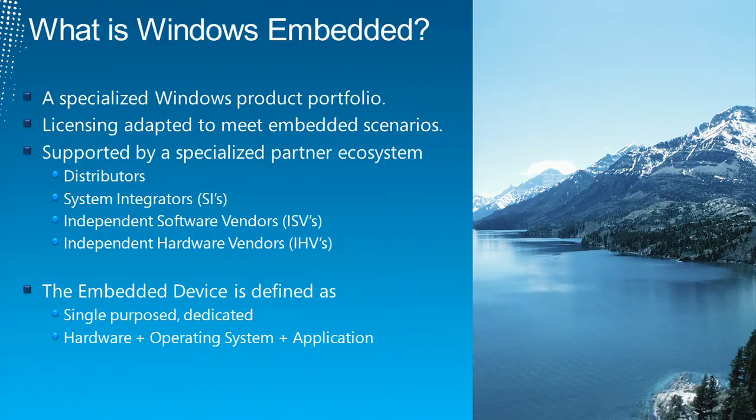It's supported by a specialized partner ecosystem. So you've got a special embedded distributor, system integrators, software vendors, hardware vendors as well. And for Microsoft, an embedded device is defined as a single purpose dedicated system where hardware, operating system, as well as the application are combined to provide a single solution. So it's kind of everything in a box. In contrast, otherwise they're just shipping Windows and leave the OEM to put it on a box.